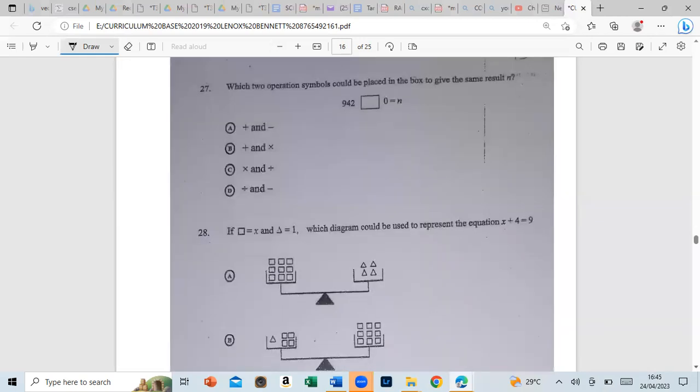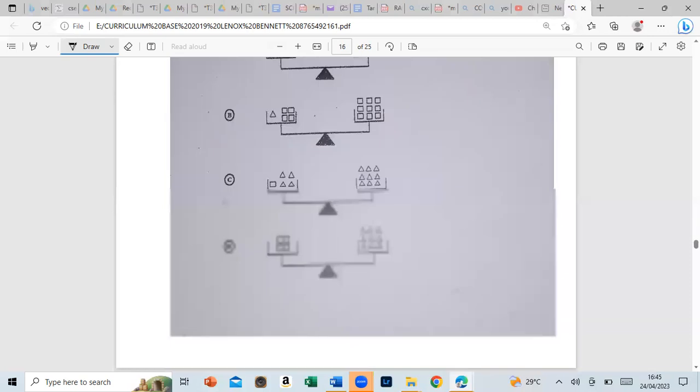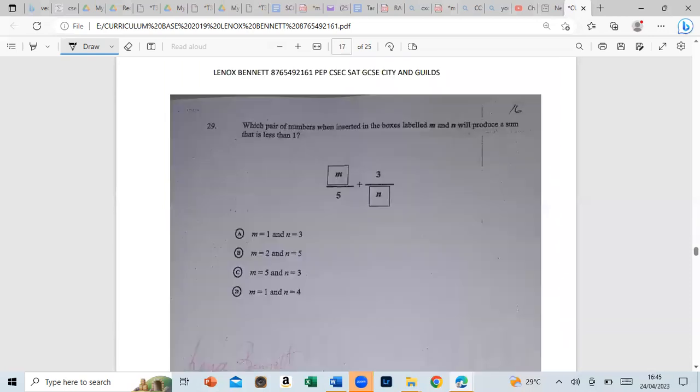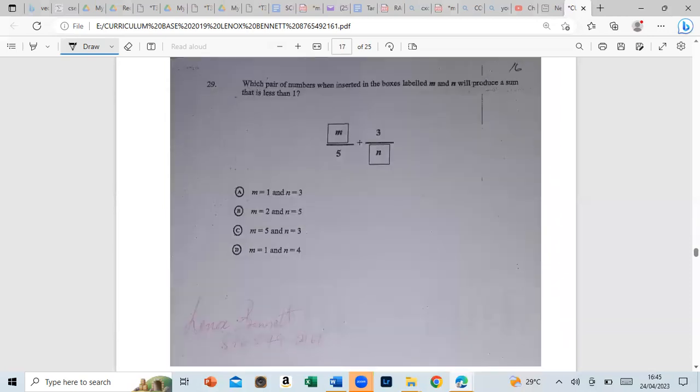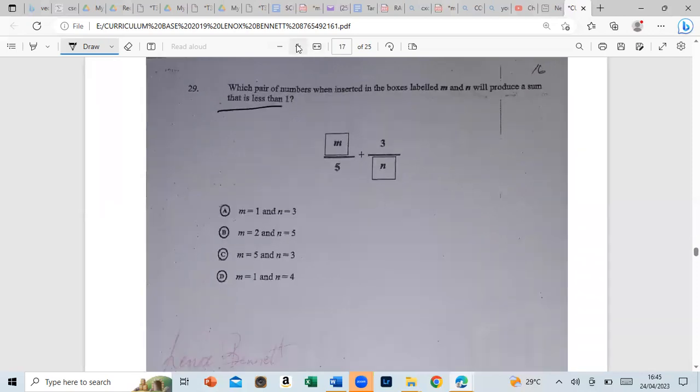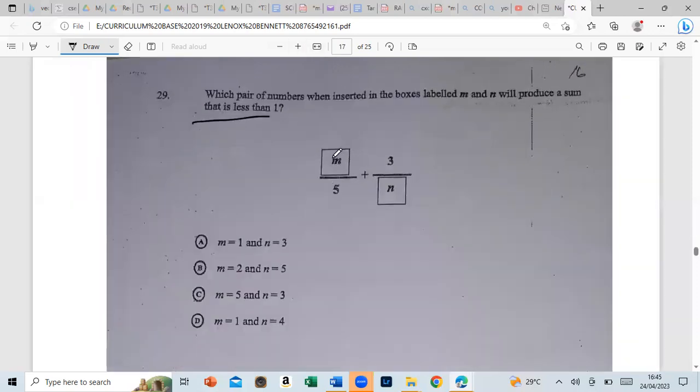Which two operation symbols? Oh, that's gone already. I did it twice. 29. Which pair of numbers, when inserted in the box labeled M and L, will produce a sum that is less than 1? Alright, so let's try. If we try 1 here, it would be 1 fifth, and N would be 3. No, not this one, because we'll get the whole, and that's 1 and 1 fifth. So we'll move on to the next one.